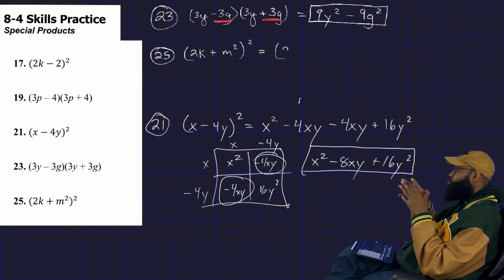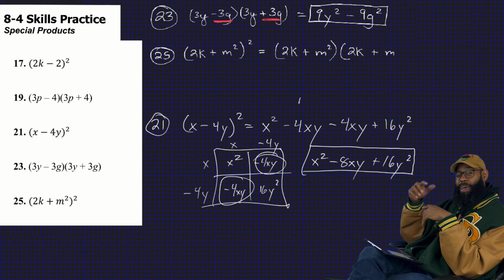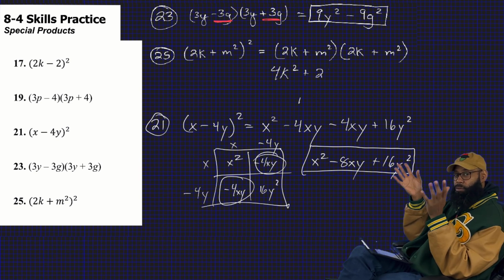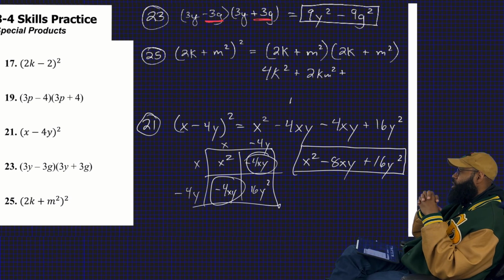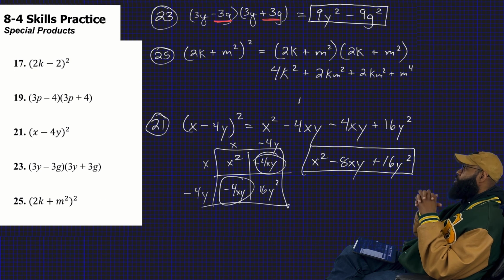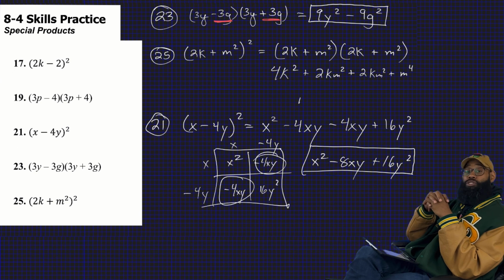Now I have a binomial squared. Writing it out. And it's just those little things. Recognizing why I wrote out 25, because I got a binomial squared. 23, no, right now. They're already written out, right? So first term times the first term, 4k squared. Outside times the outside, 2km squared. And then inside, m squared times 2k, 2km squared. And then of course, last, m squared times m squared, m to the fourth.